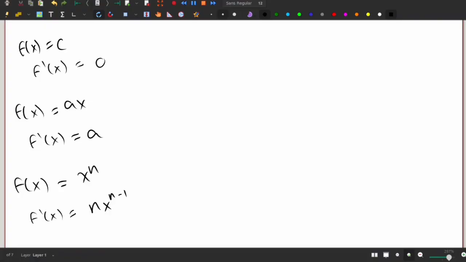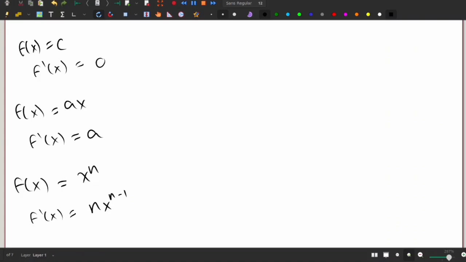If your function is y is equal to ax and it's a linear line, then your derivative is just going to be a, because the slope of the line, or the rate of change, never changes. If you have a polynomial function, or any function that's in the form x to the n, remember there's the power rule that we went over, it's just n times x to the n minus 1.